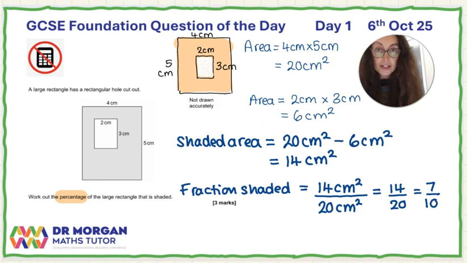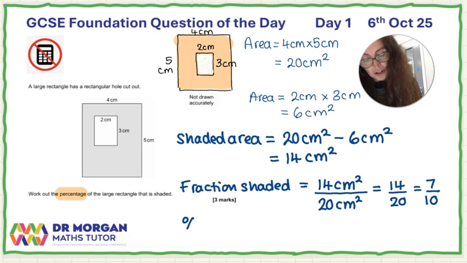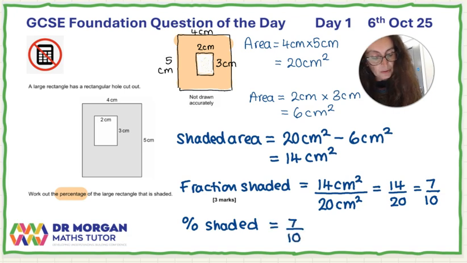Now, if I turn that into a percentage, I will have the percentage that is shaded. So I'm just going to turn 7/10 into a percentage by multiplying the 10 by 10 and multiplying the 7 by 10 as well. And if I do that, I get 70 out of 100, which is 70%.